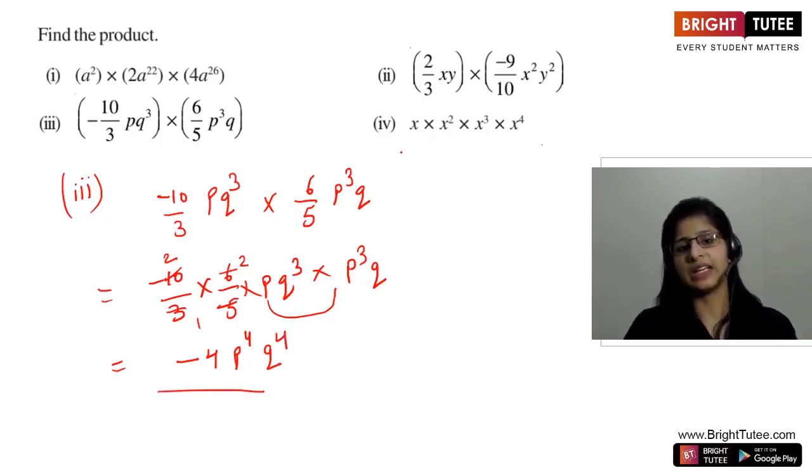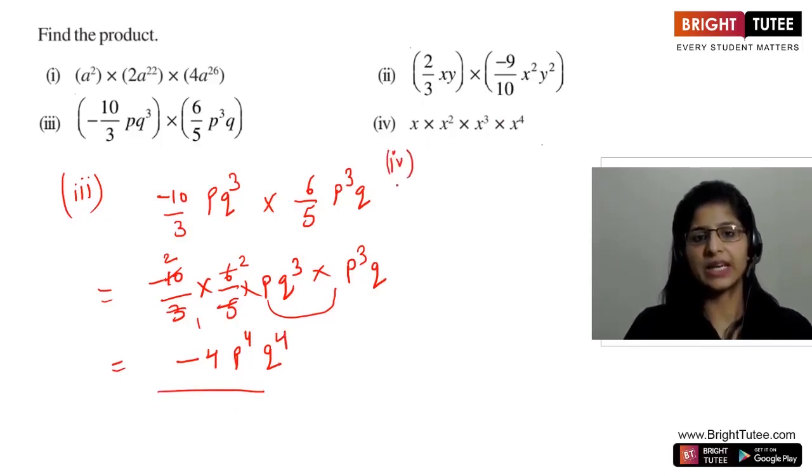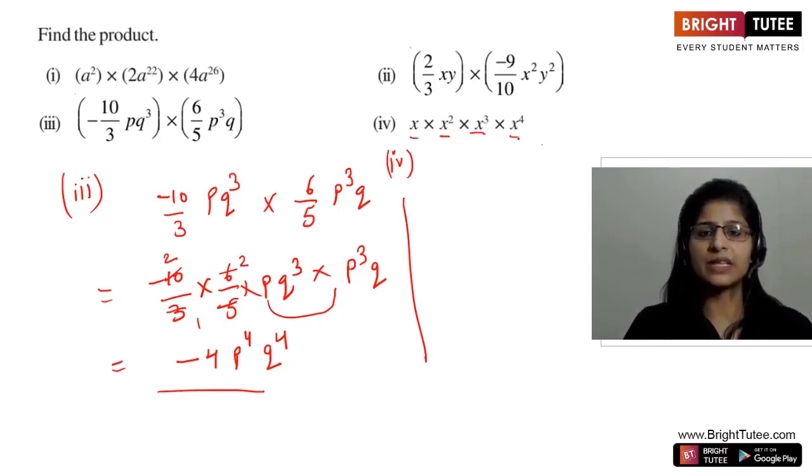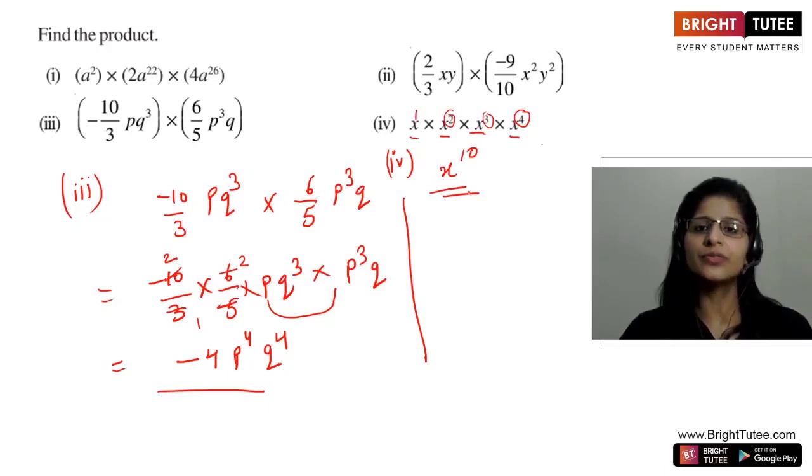Okay, the next one is really easy, the fourth part. Just see here what is given: x, x square, x cube and x to the power 4. So all the coefficients are 1. So that will be 1 only. How many powers of x? That same base we have, we'll add the powers. 4 plus 3, 7. Plus 2, 9. Plus 1, 10. So x to the power 10 will be the answer of the fourth part. Right?